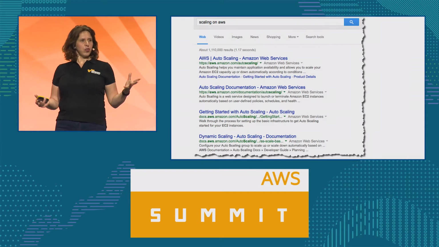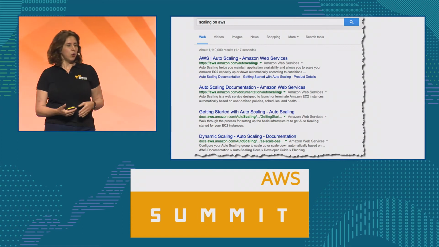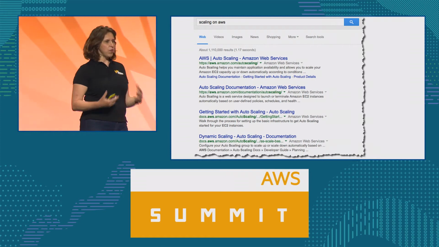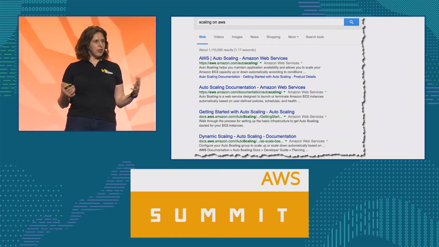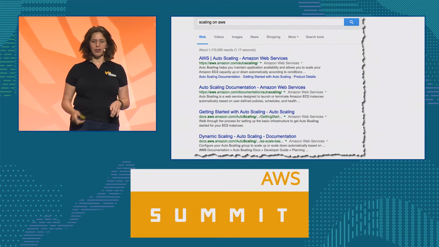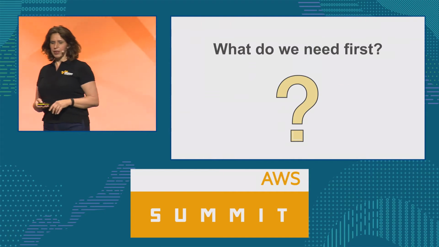If you do a search for scaling on AWS, you'll probably hit Autoscaling first. Now, Autoscaling is a really good service that gives you the ability to deliver elasticity to your applications. We are going to talk about it, but not first. What do we need first?